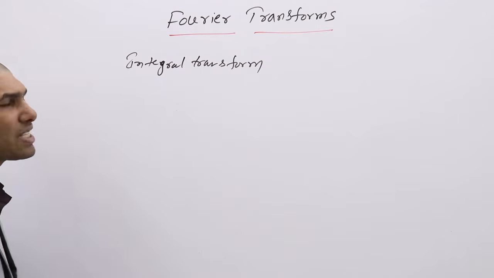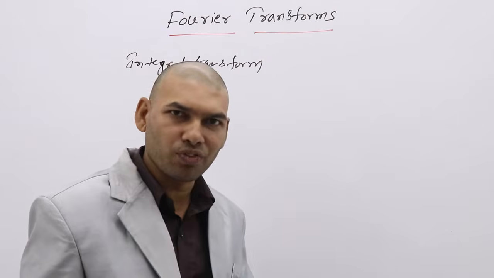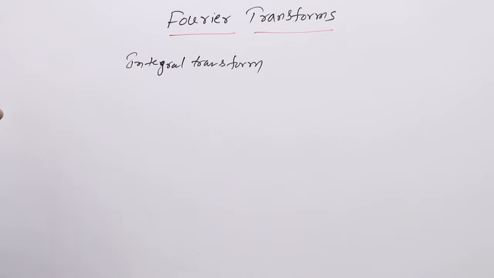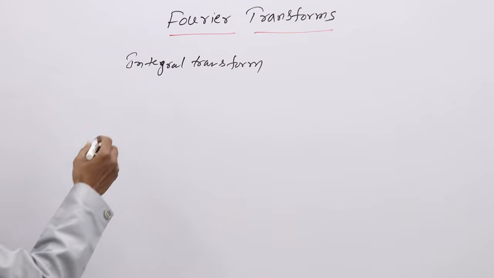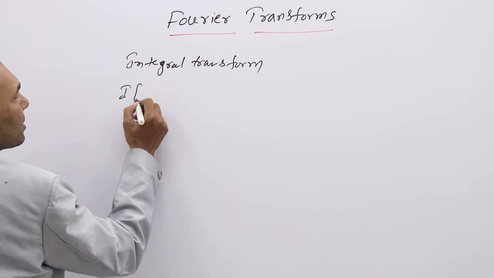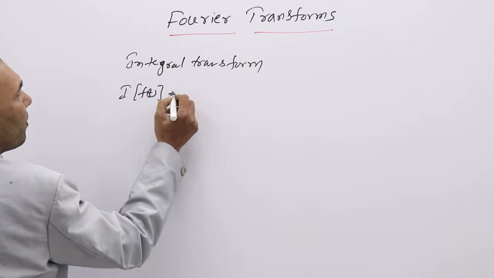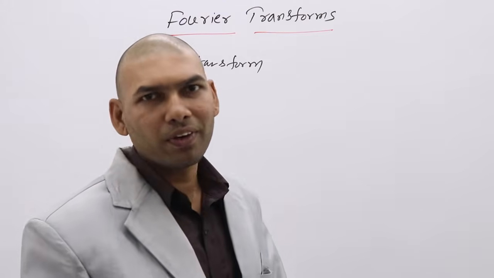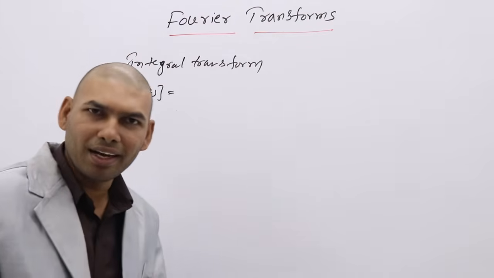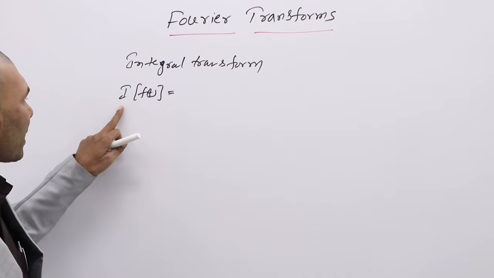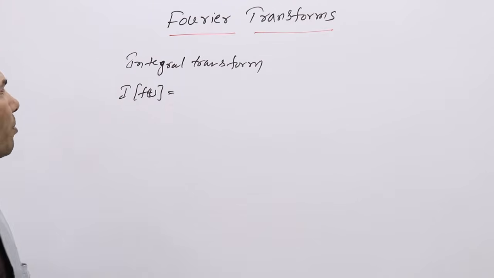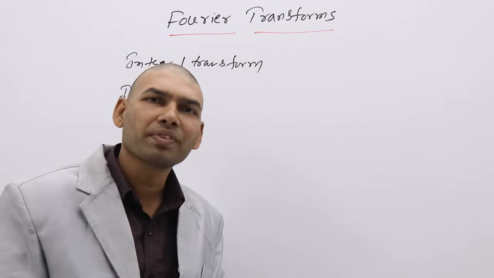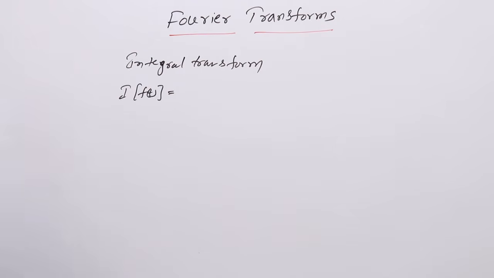This is the basic formula for integral transform. So the integral transform of f of t we represent like this. If it is Fourier we will write F, if it is Laplace we will write L, if it is Z transform we will write Z here. Now I am writing the common formula for integral transforms.